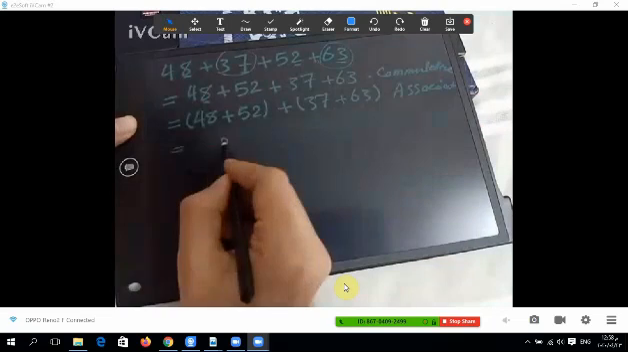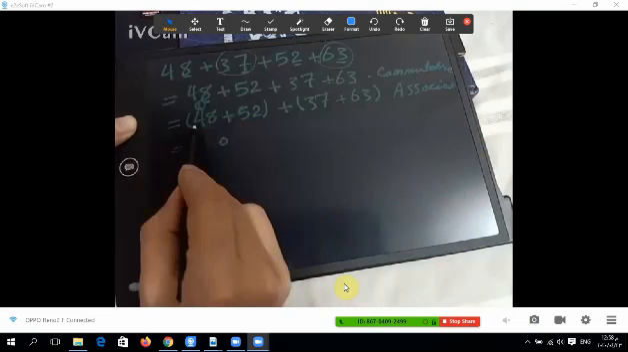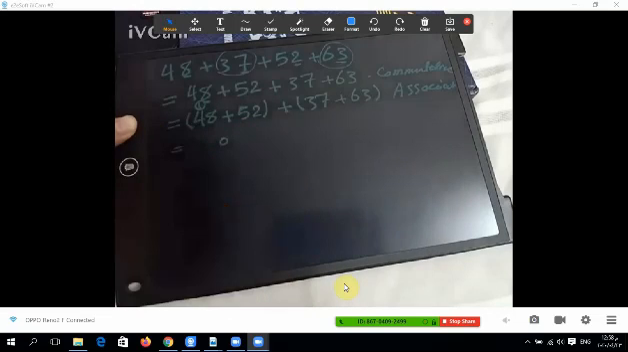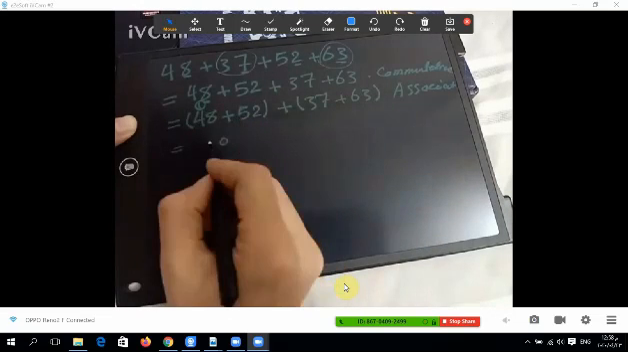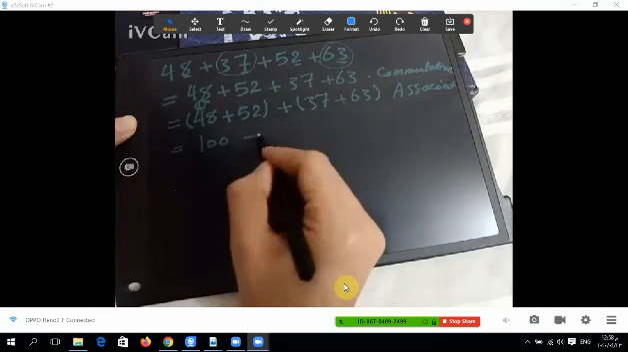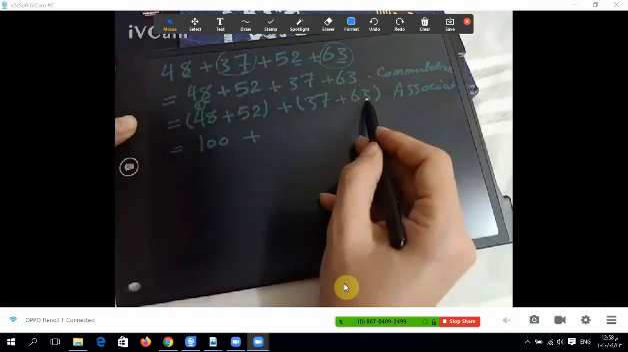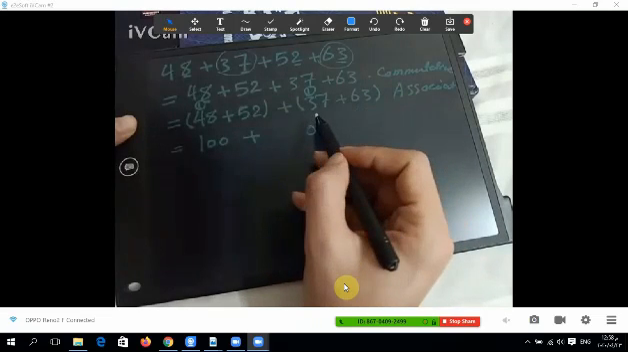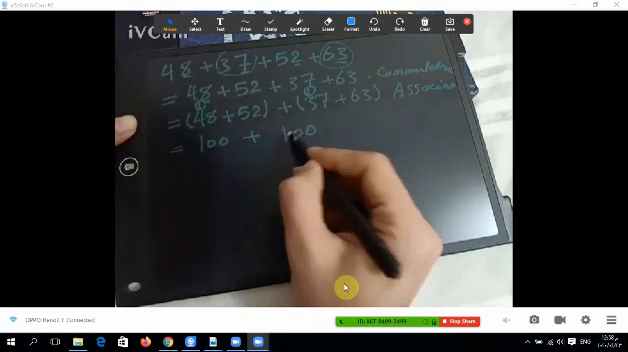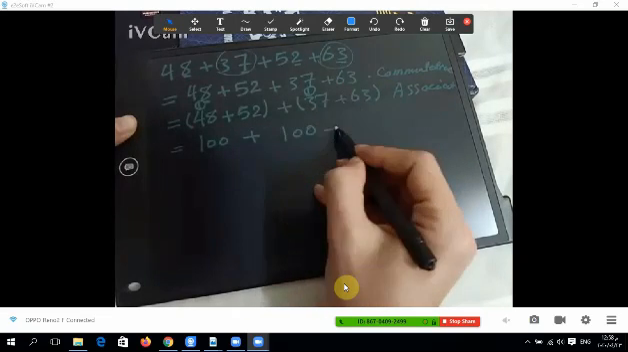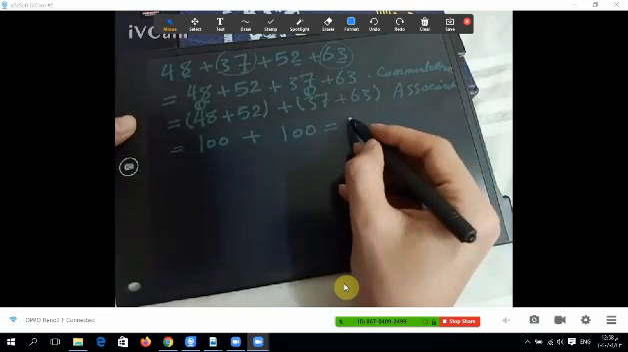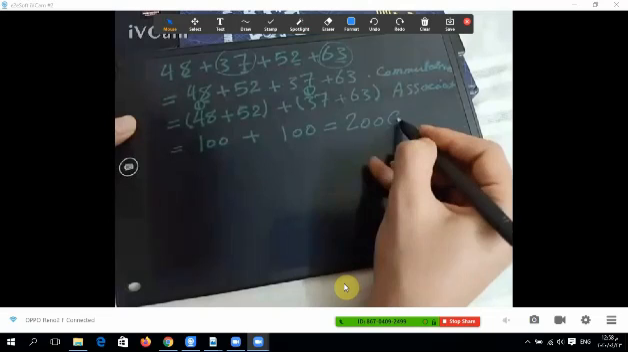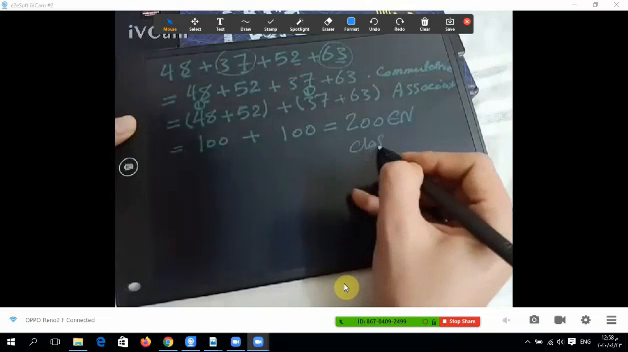Okay, 8 plus 2 equals 10, so 0 and carry 1. 1 plus 4 equals 5. Plus 5 equals 100. Then 7 plus 3 equals 10, so 0 and carry 1. This is 100 also, because 1 plus 3 equals 4, plus 6 equals 10. So 100 plus 100 equals 200. And this belongs to n, so it's closure.